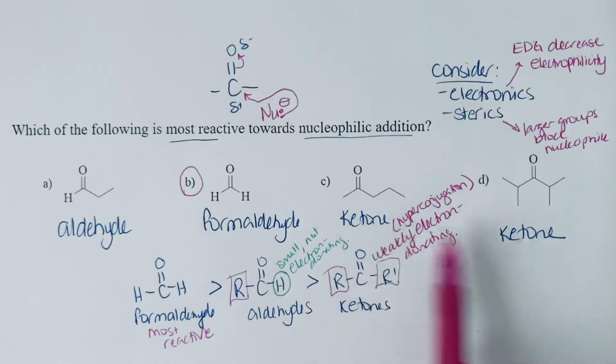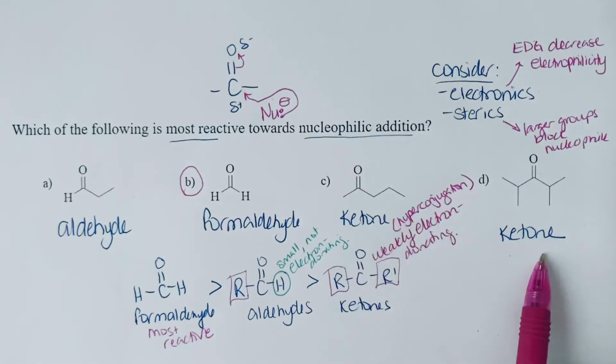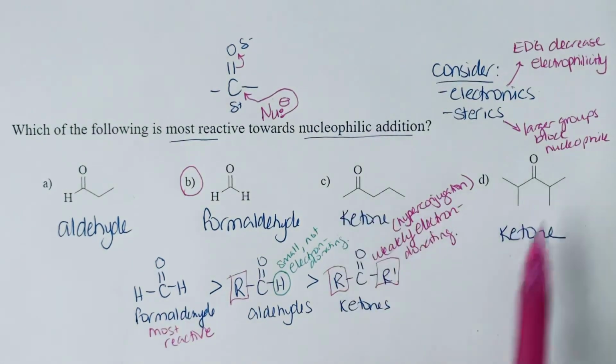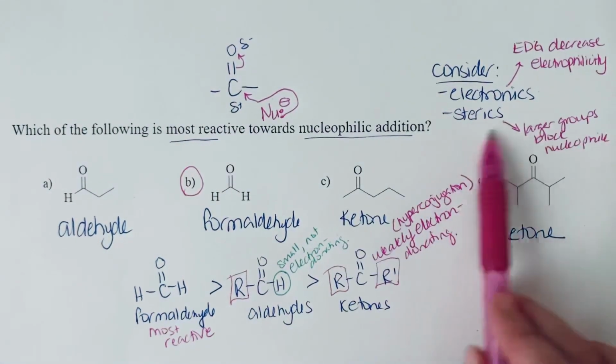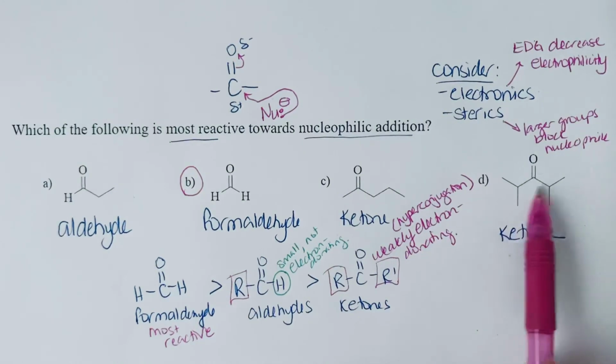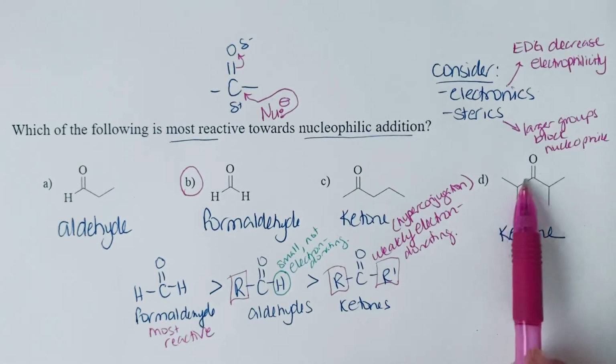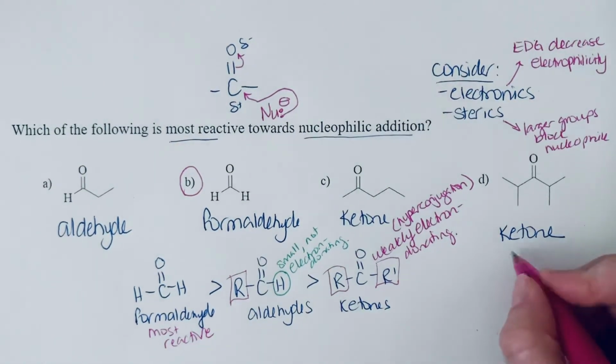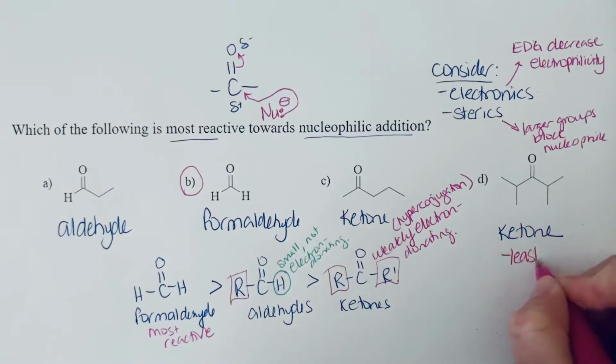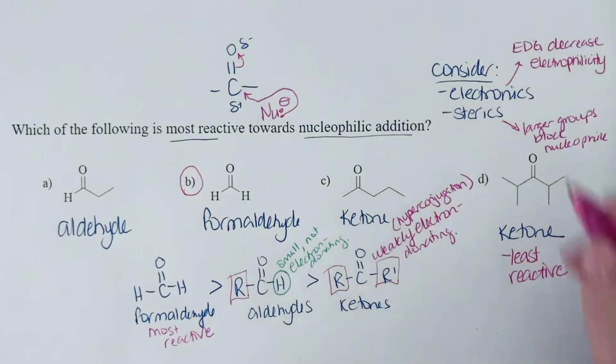So one of these 2 ketones would be your least reactive. They both have the same number of electron donating groups, so sterics will come into play here. And this ketone with this increased branching right next door to the carbonyl, that would actually be your least reactive. So for 2 reasons, because it is a ketone and because of sterics.